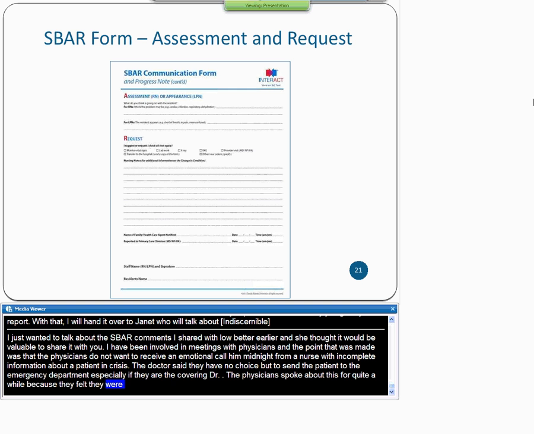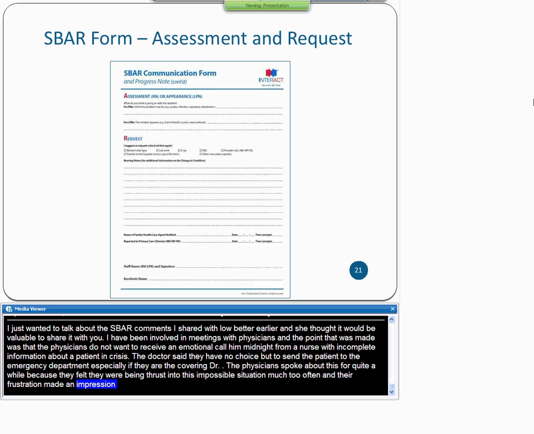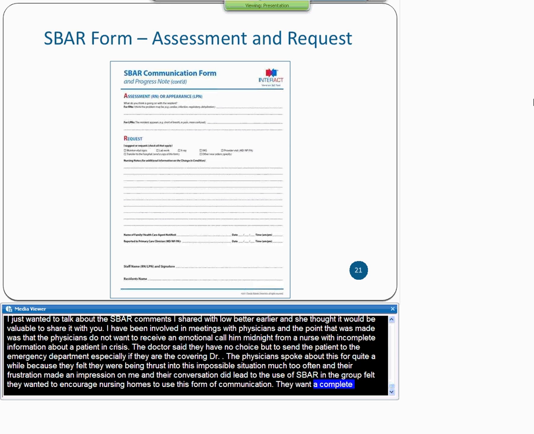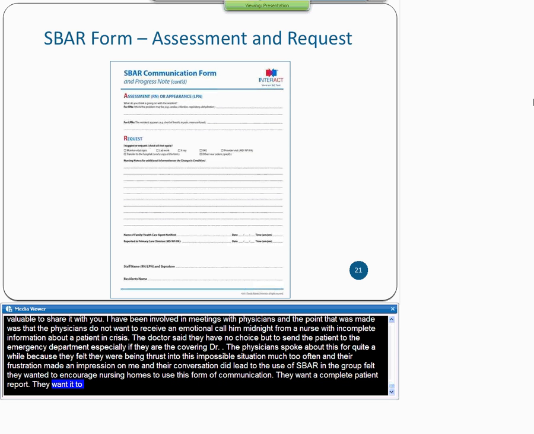And their conversation did lead to the use of SBAR, and the group felt that they really wanted to encourage nursing homes to use this form of communication. They want a complete patient report. They want it to be consistent every time that they have a call from that nursing home. And if your facility can do that with each nurse on every unit, on every shift, you're moving in the right direction, you're building the trust of the doctors, and everybody wins.